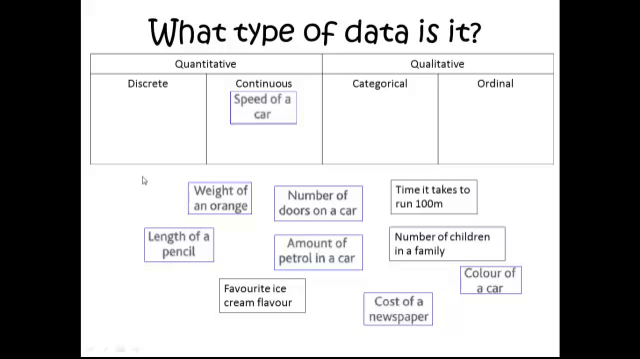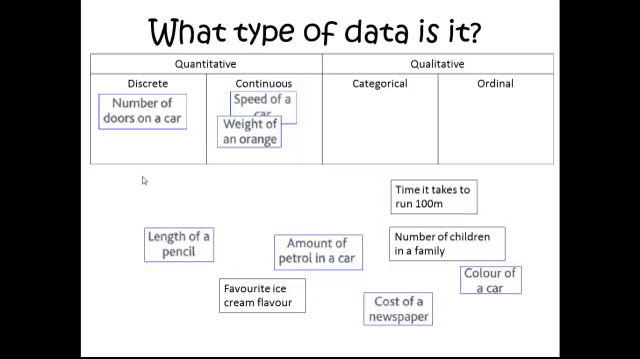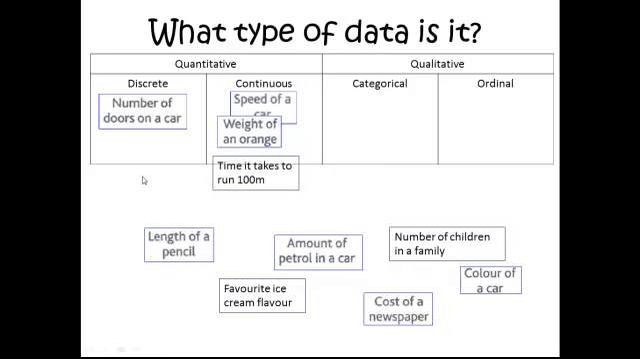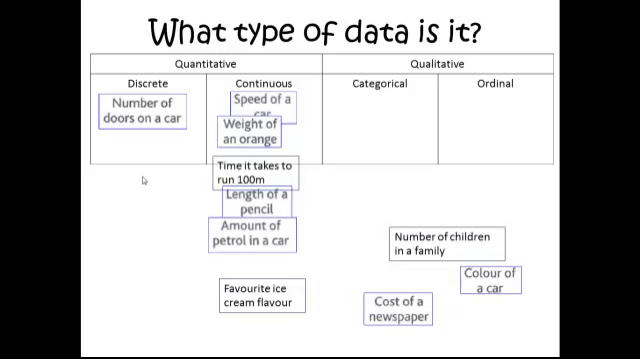Okay, so let's take a look at the answers. Weight of an orange, that's something that you measure, so that's continuous data. The number of doors on a car, that would be discrete, because that would be something that is counted. The time it takes to run 100 meters, time is something measured, that's continuous data. The length of a pencil, also measured, so continuous data. Amount of petrol in a car, again, continuous.